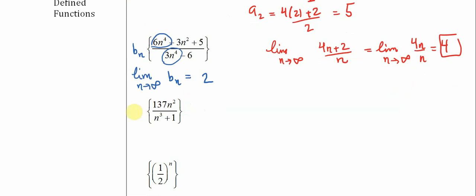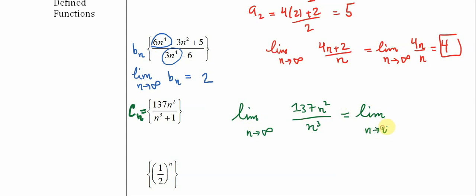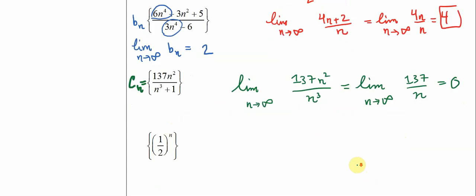Here in the third case, let's call this sequence c sub n. So as n gets very, very large, we look at the leading term, which is 137n squared over n cubed. We can factor it out and cancel out an n squared. So this is the limit as n approaches infinity of 137 over n. And we can see here that when the power in the bottom is larger than the power in the top, then this sequence will converge to 0, because as n gets huge, the fraction gets closer and closer to 0.